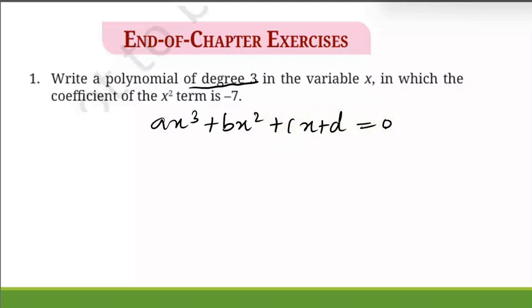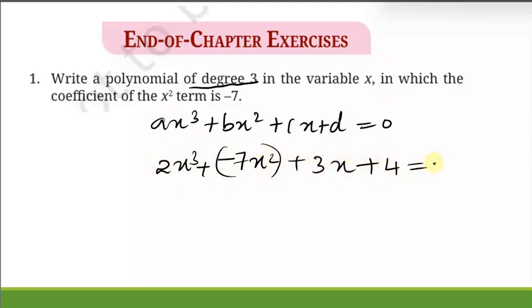The condition here they are asking for, you have to write the x square term coefficient as negative 7. So it doesn't matter what the other terms' coefficients are or what the constant term is. You have to just make sure that your x square term is negative 7x square. In the other terms you can fill in as you like. You can take like 2x cube plus minus 7x square plus 3x plus 4 equal to 0. It's up to you.